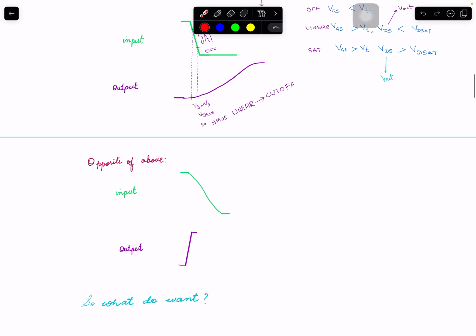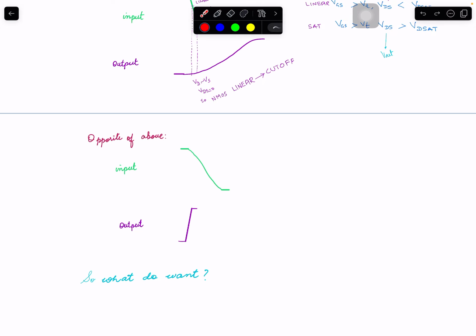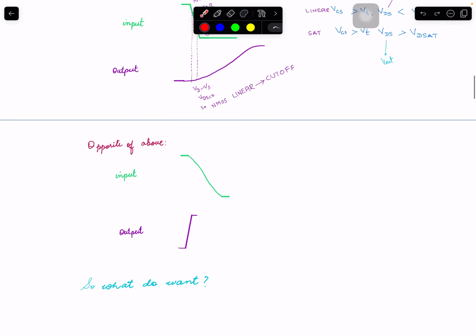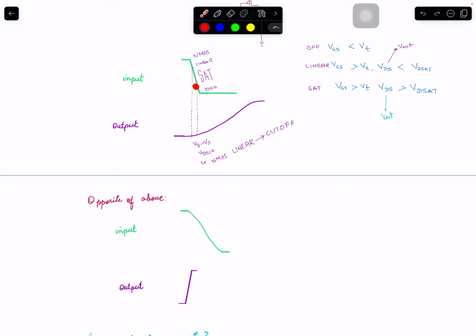But you can see the opposite of this one. Input is slow, output is pretty fast. And very quickly the transistor will stay more time in the saturation region. So this is the worst combination. Ideally what we want is to stay in the middle. We want to ensure that input transitions and output transitions are kind of identical, so we don't have either of these situations.